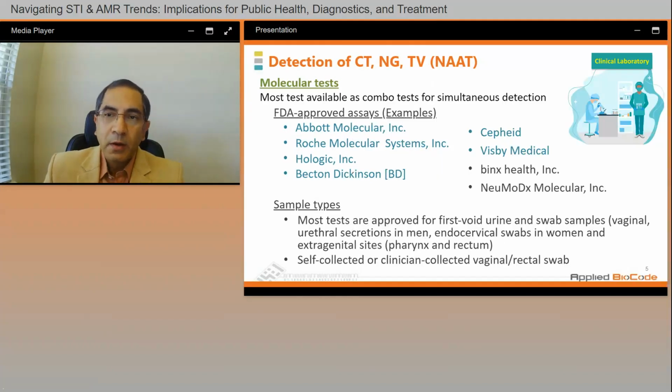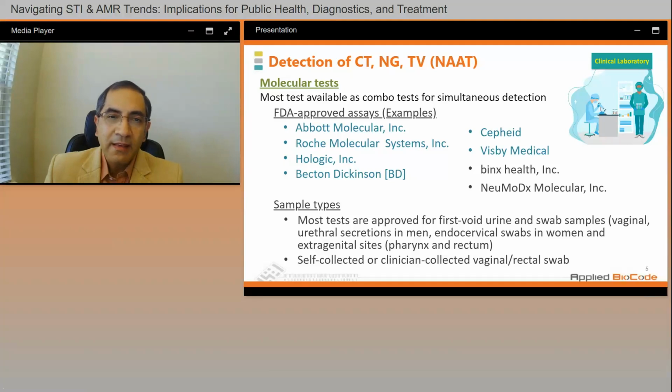The majority of molecular assays performed in clinical laboratories are frequently designed as combo tests to simultaneously detect pathogens that cause STI and can present with very similar symptoms. Commercial assay from manufacturer listed in teal colored text in the slide. Manufacturer combo assay for simultaneous detection of CT, NG, and TB.